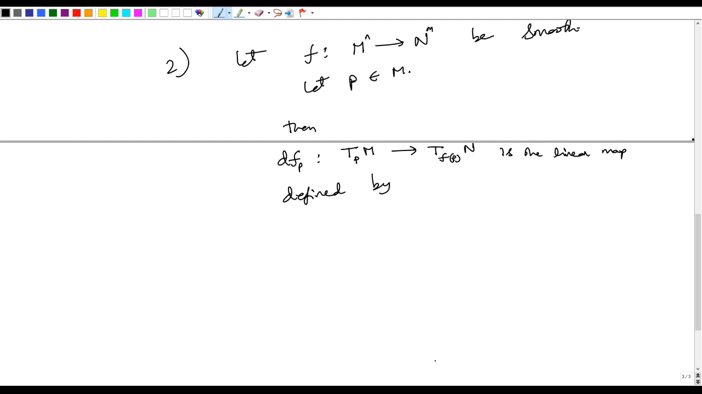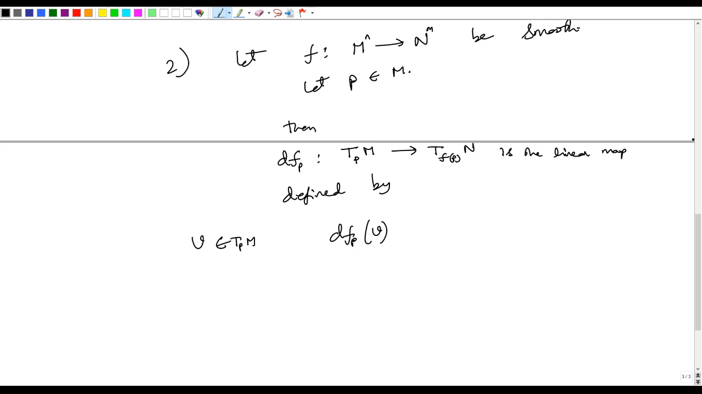Namely, a tangent vector at the point P to the manifold M is by definition a derivation on the space of C infinity functions on M. The derivation is based at P. So it will take a derivation here to a derivation here. So let's take a derivation V. So I start with a V in TPM, which is a derivation on C infinity functions.